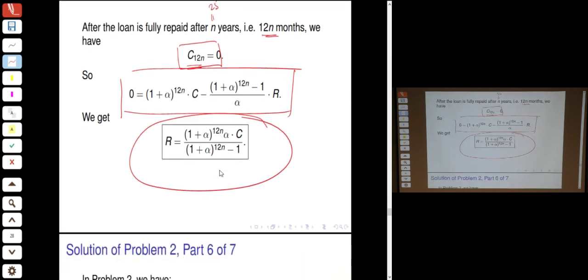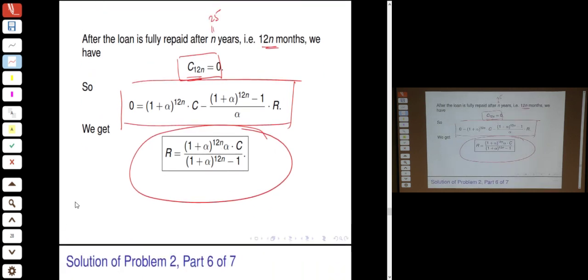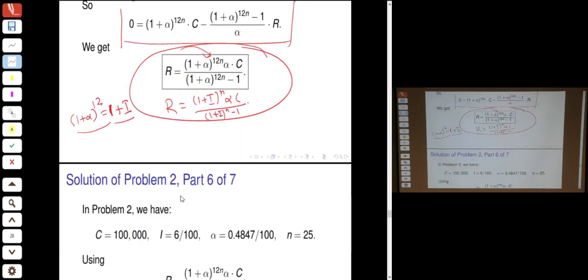And you can do a little bit further simplification on this, because you recall the simple relation that we had between the monthly interest rate and the yearly interest rate. So (1 + alpha)^12 is 1 + I. So you can substitute this here and get (1 + I)^n times alpha times C divided by (1 + I)^n minus 1. Okay. Any questions?